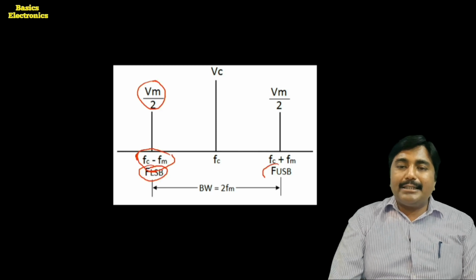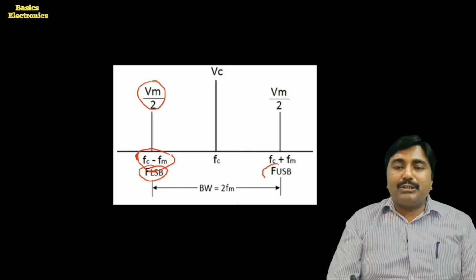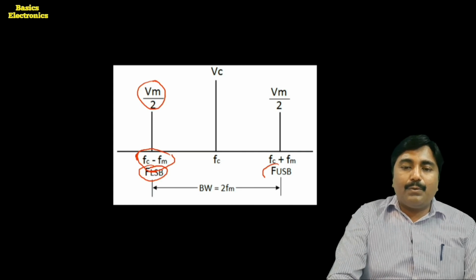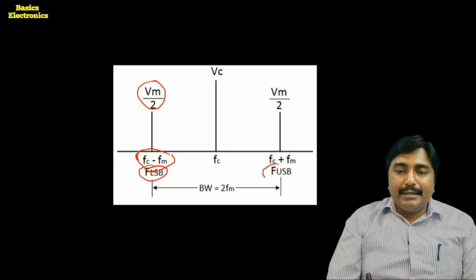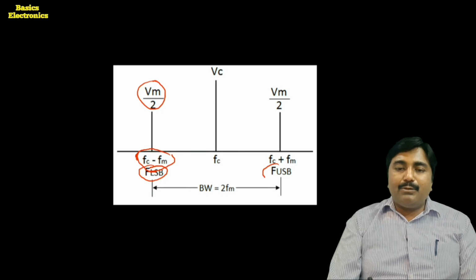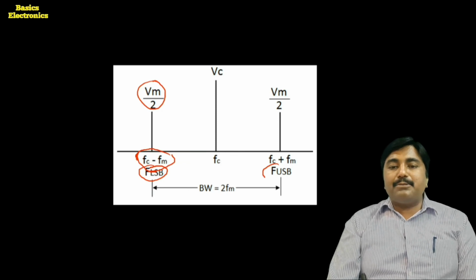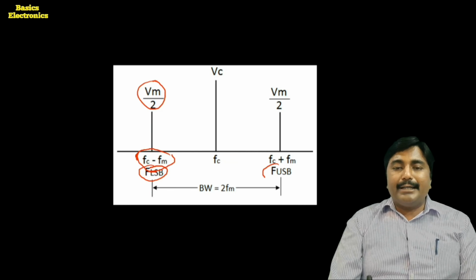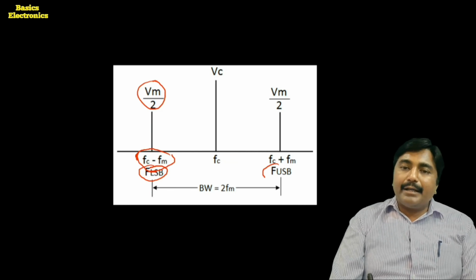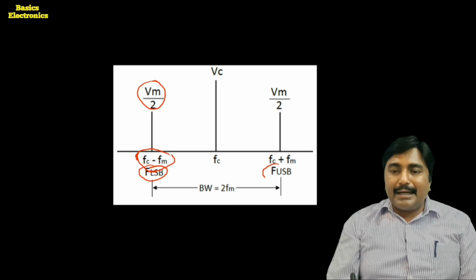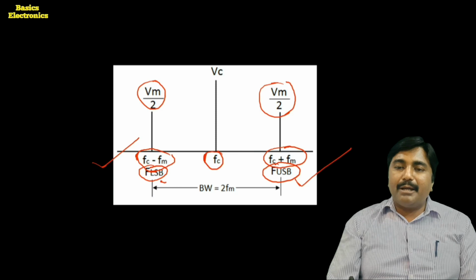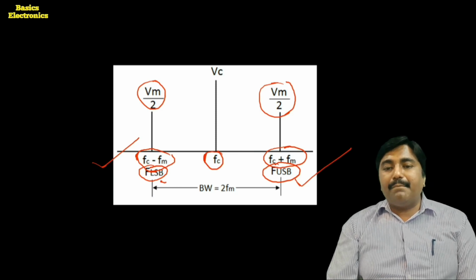Okay, so in this display three terms are shown. First one is the FLSB. This FLSB has the frequency Fc minus Fm and its amplitude is Vm by 2. It is shown by using a vertical line. The second one is the FUSB. Here its frequency is Fc plus Fm and its amplitude is again Vm by 2.